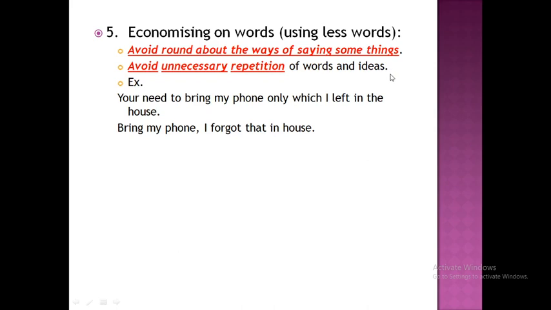So, with the help of an example, the same thing is briefed. A sentence is formed by someone: you need to bring my phone, you need to bring my phone only, which I left in the house. Someone who left his phone in the house formed this sentence, but the number of words used here can be avoided or economized to form the same understanding in a form: bring my phone, I forgot that in house. Very simple this formation is.